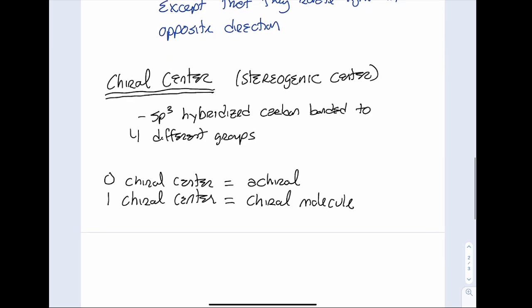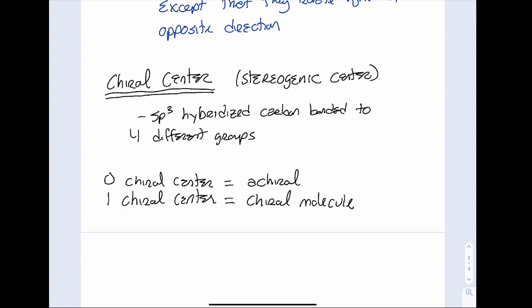So achiral means not chiral. So no chiral centers, it's going to be achiral. If I have one chiral center, it's going to be chiral. Right? One stereogenic center, it's going to be chiral. Remember, chiral means it's optically active, it's going to rotate light. So no chiral centers won't rotate light. One chiral center will rotate light.